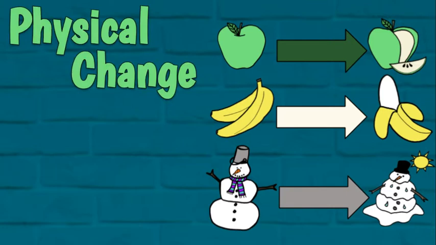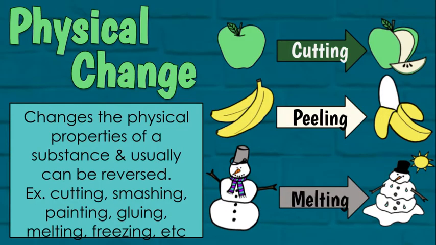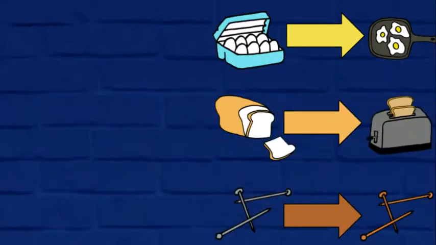So this is what I want to talk about, physical change. This will definitely be on your test. It is the changes of physical properties of a substance and usually can be reversed. Our first example would be cutting an apple. This can be reversed by just putting that piece of apple slice back on the apple. It wouldn't necessarily be exactly the same as the full apple, but it can be reversed. So cutting, smashing, painting, gluing, melting, and freezing. Cutting, peeling, and melting.